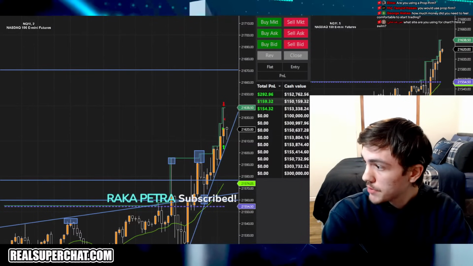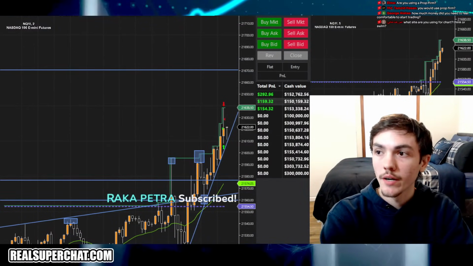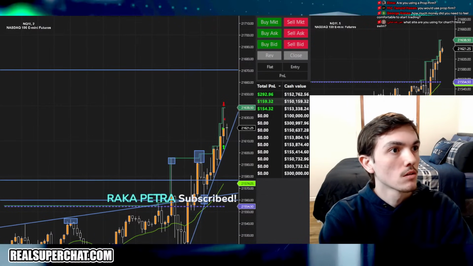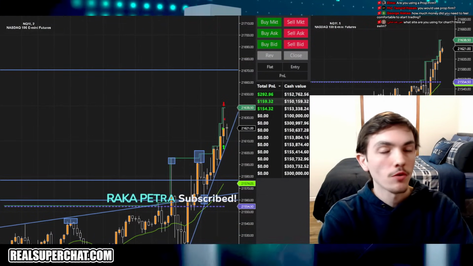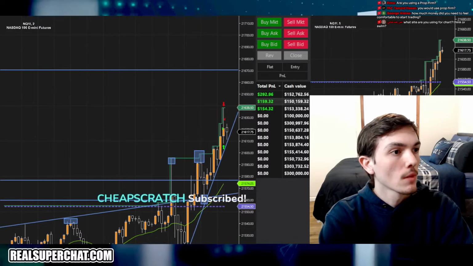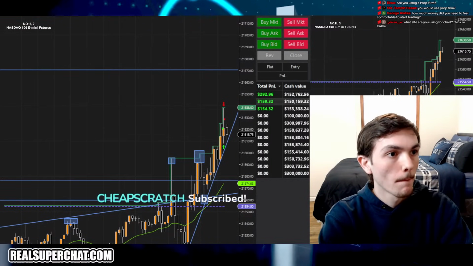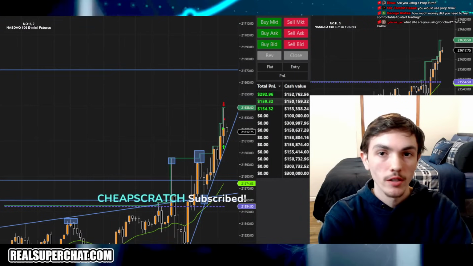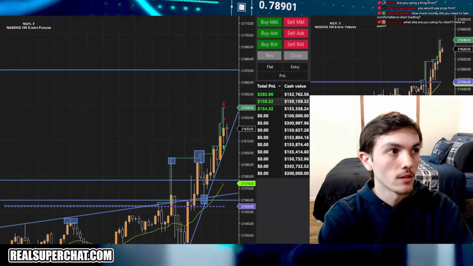What site are you using for the chart? This is Ninja Trader. Ninja Trader just offers a lot of customization ability, and you can just customize it to what you want. You can code it, do whatever you want with it.